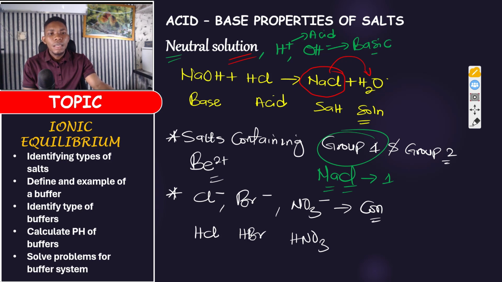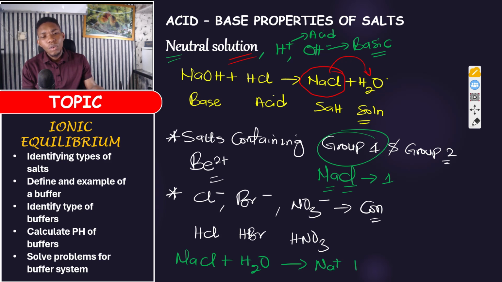Basic. Now, if you take sodium chloride, for instance, and dissolve sodium chloride in water, it's going to break to give us sodium ion and what? Chloride ion. Now, this sodium ion and chloride ion cannot be further hydrolyzed. When you say cannot be further hydrolyzed, it means it cannot be further broken down by water. So it's not going to form H plus ion or OH negative ion. These kinds of salts are said to be what? Neutral salts. Is that okay?